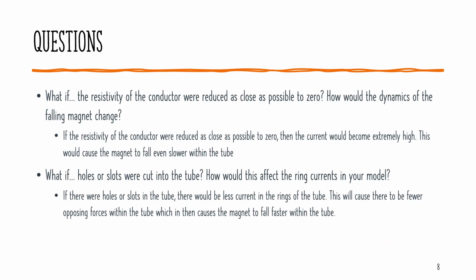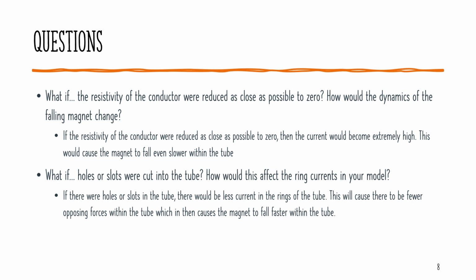Questions. What if the resistivity of the conductor were reduced as close as possible to 0? How would the dynamics of the falling magnet change? If the resistivity of the conductor were reduced as close as possible to 0, then the current would be extremely high. This would cause the magnet to fall even slower within the tube.